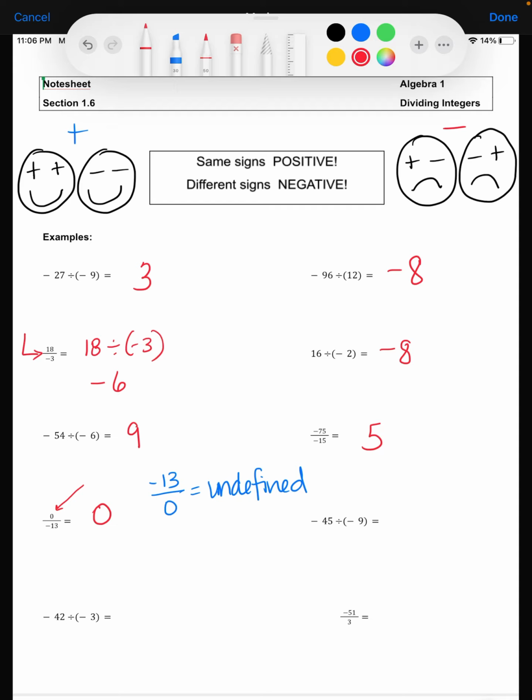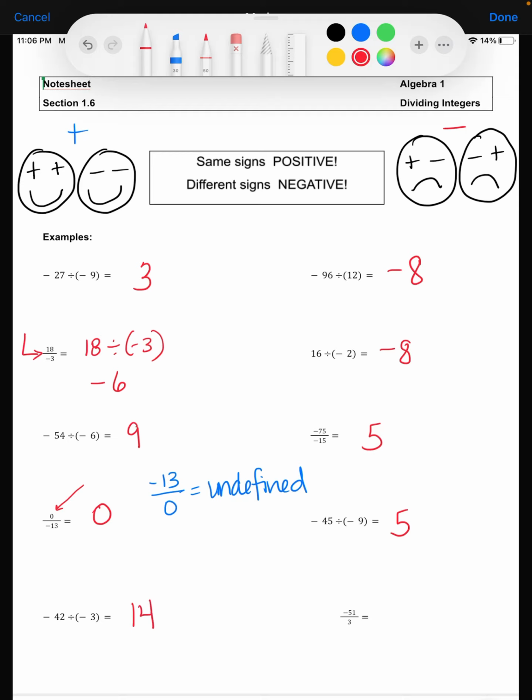Okay, negative 45 divided by negative 9. That's positive 5. Negative 42 divided by negative 3. Negative divided by negative means our answer will be positive. And 42 divided by 3 is 14. You should start to memorize some of those if you haven't already.